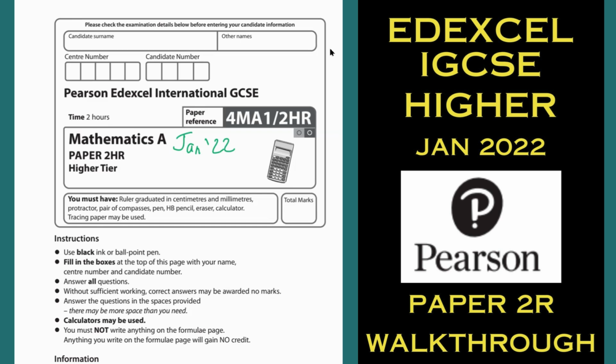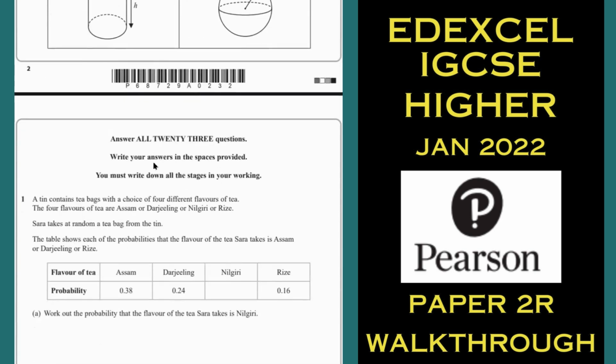Welcome to the walkthrough, the worked solutions for the Edexcel iGCSE. As you can see, they haven't put the date on the front again, still sort of the tail end of COVID, but it's paper 2R for the higher, and we're talking Jan 2022, so let's go.